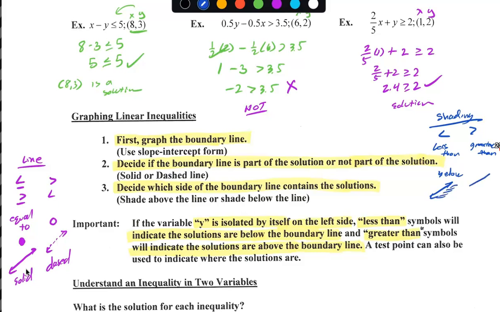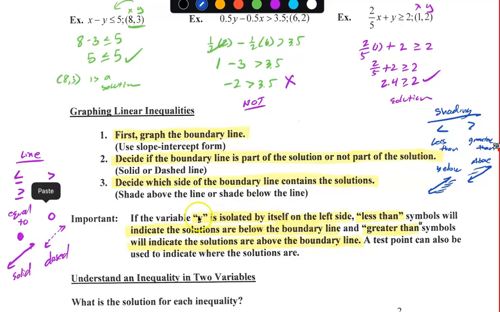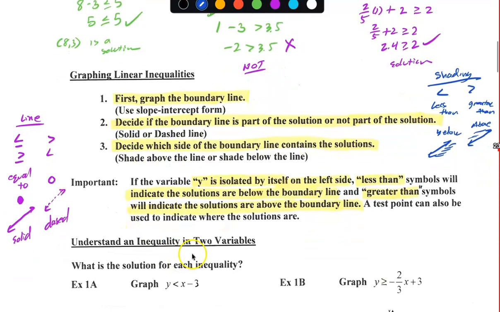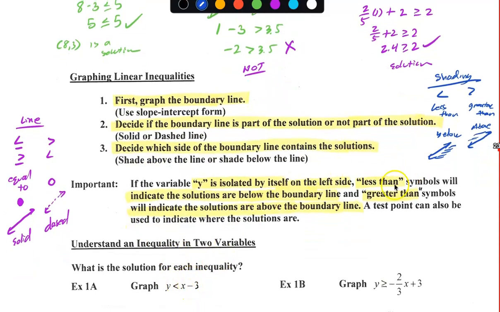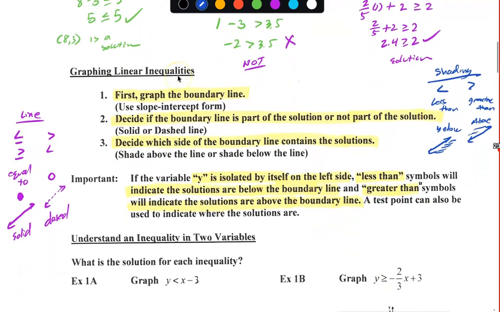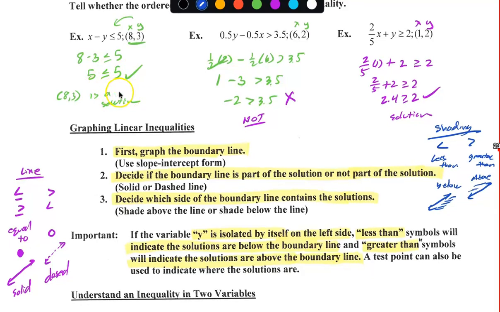If I say you're greater than the line, then you're going to shade above it, because you're greater than the line, you're above the line. So that's how shading works in general. To recap shading, if the y value is isolated by itself on the left-hand side, so we have it in standard form, much like y equals mx plus b, then less than is just below, and greater than is above. But you can always just use a test point like you did here to see. And again, if it works, then you shade that area where the test point came from. If it doesn't work, you shade the opposite area.